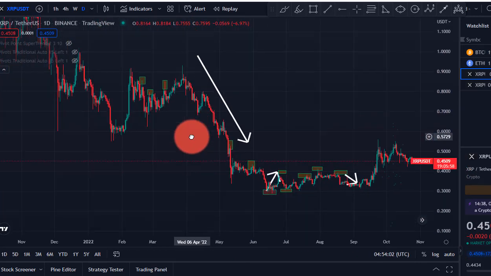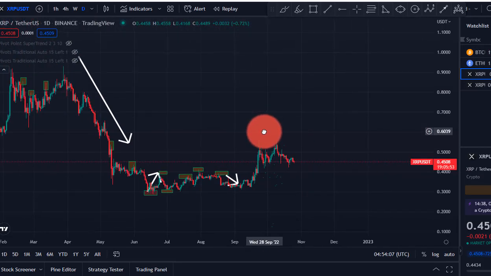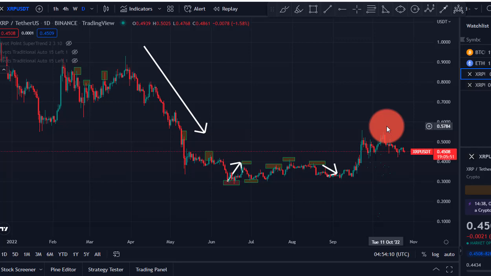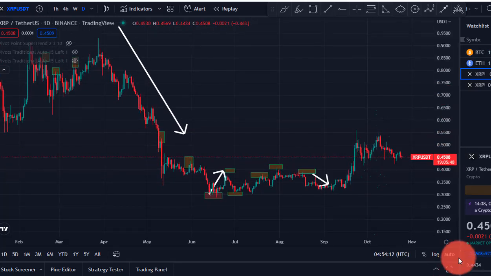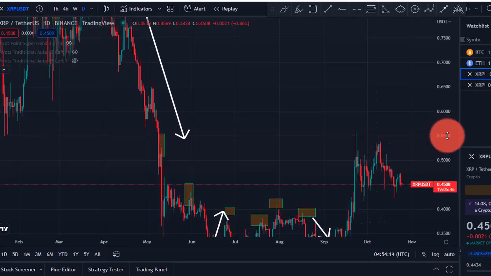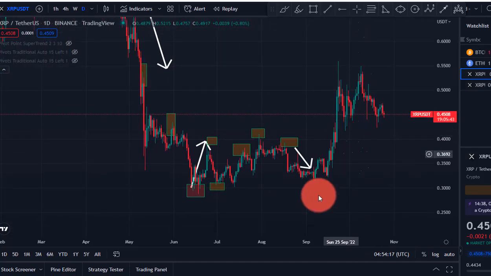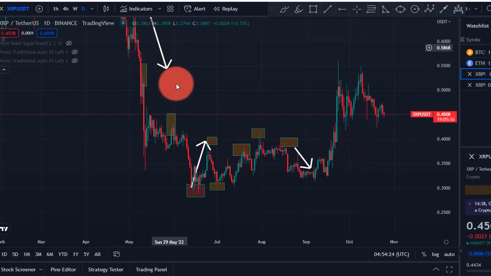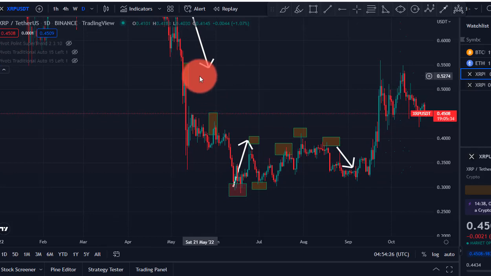So again, I think I would only really use this as a continuation pattern. We have a potential double top over here continuing, and really using them to pick up the tops and the bottoms. I think that when you start trading reversals, reversal trading is far less profitable than trend trading.